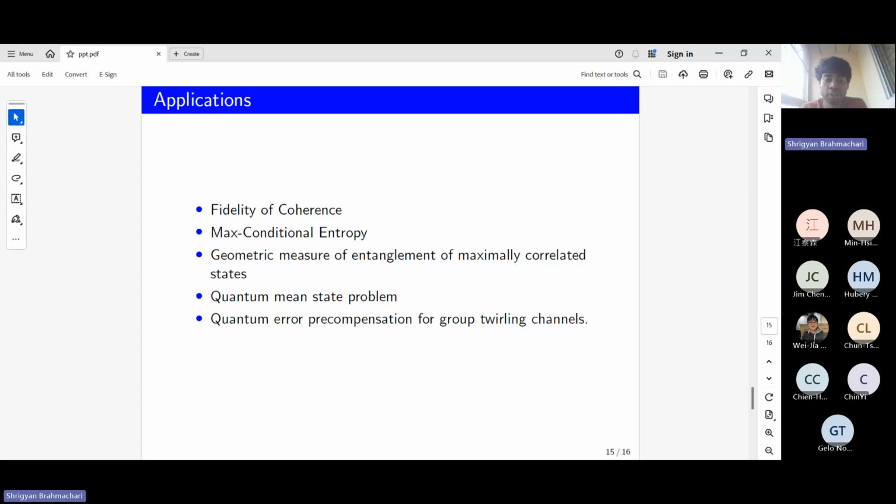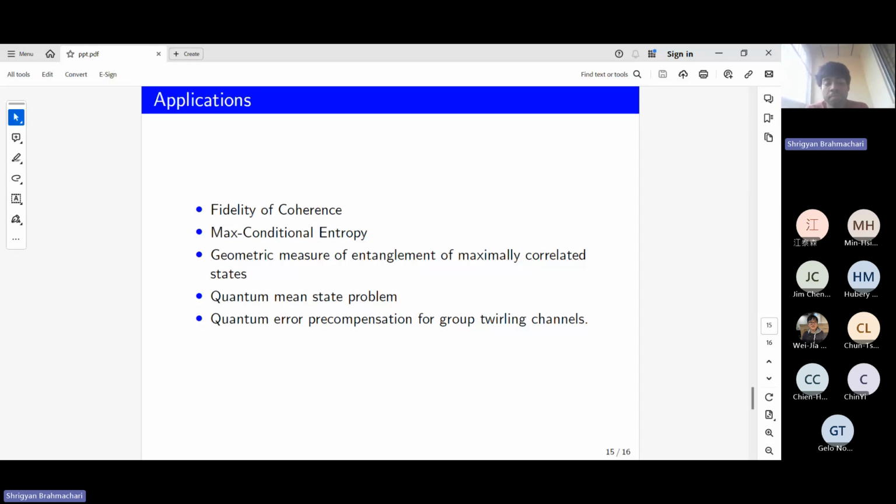Then, of course, max conditional entropy, which I already discussed. And then comes the geometric measure of entanglement of maximally correlated states. I don't know too much about this, but essentially it uses max conditional entropy anyway. So if max conditional entropy is true, then this is also true. Now, the quantum mean state problem. The quantum mean state problem was the first problem I discussed, the one I told you about with the optimal transport thing. It's essentially where the quantum states are classical-quantum, and the unitary group is one design.